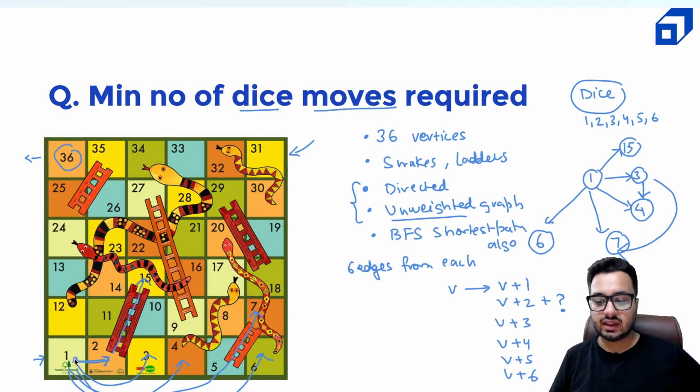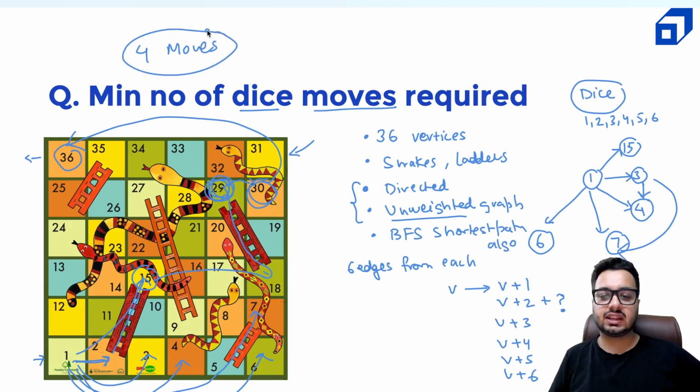In this case, if I analyze a little more carefully, I will see from 1 I can go to 15. From 15 I can throw 3 and reach 18. At 18 there is a ladder, I can reach 29. In order to reach 29, I just need 2 moves. Then I can throw 1 to reach 30, and then throw 6 to reach 36. So I guess in 4 moves I can easily finish this game. I hope the problem statement is clear.